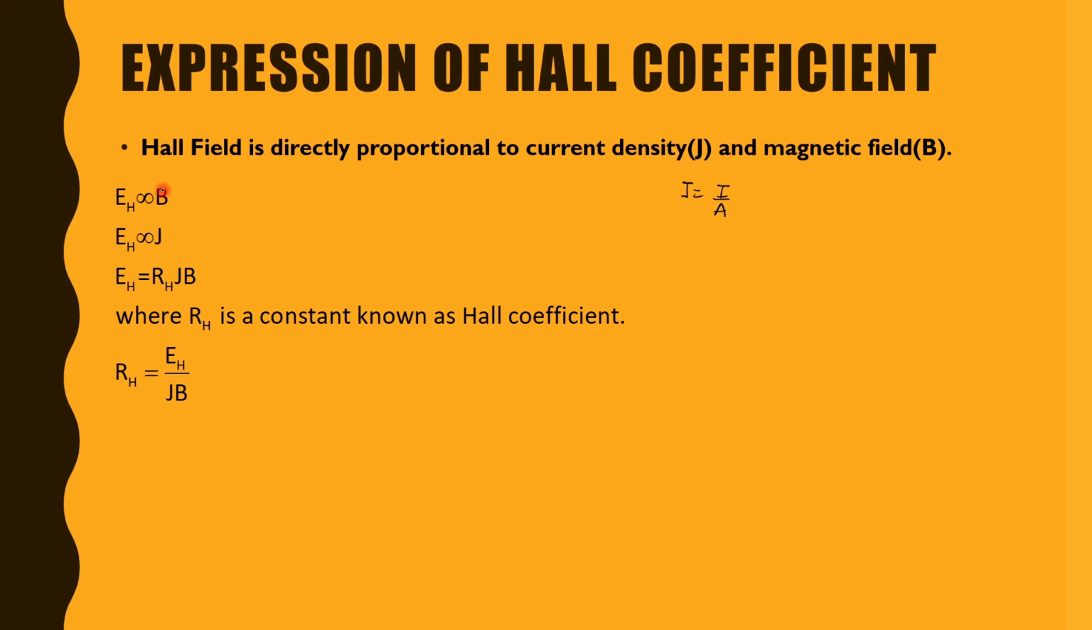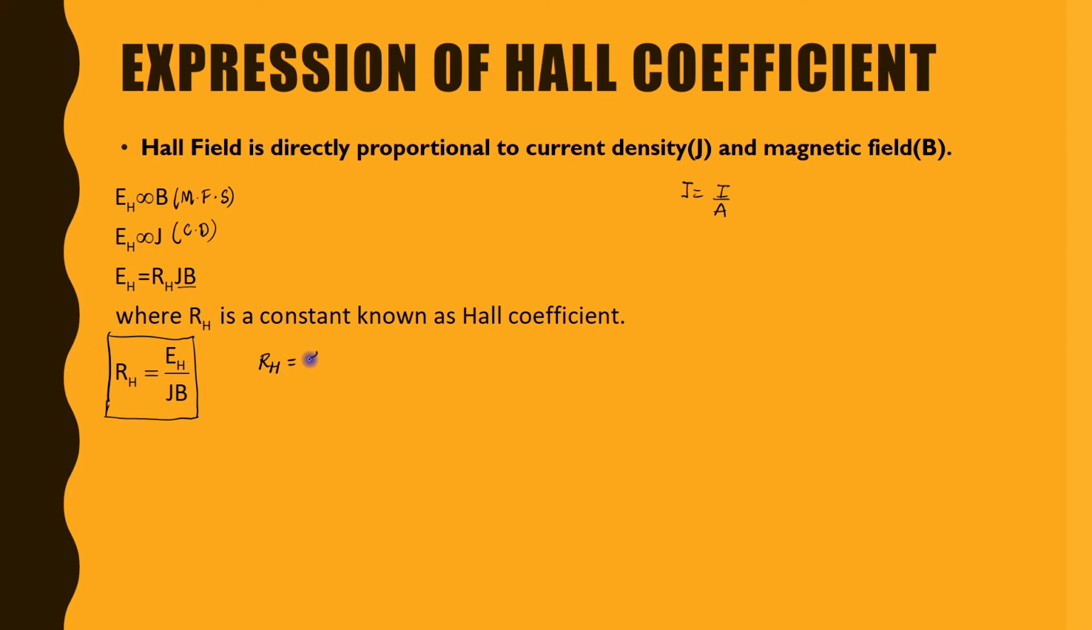So we know that EH is proportional to B, that is the magnetic field strength, and J is our current density. So EH is equal to RH J B, where RH is our Hall coefficient. So our Hall coefficient expression is, if we take this J B, that is the current density and magnetic field, we get this expression for our Hall coefficient.